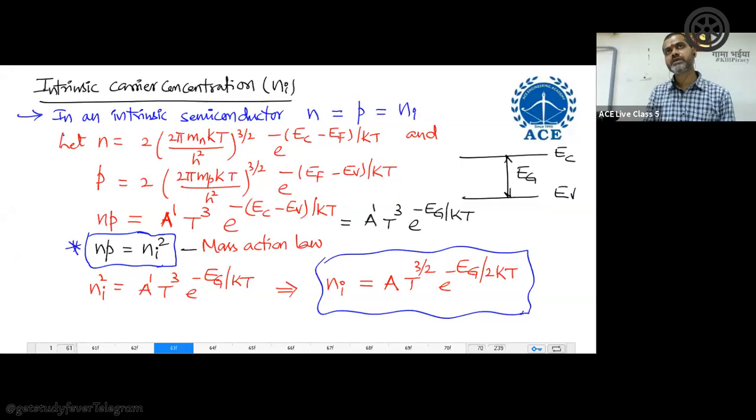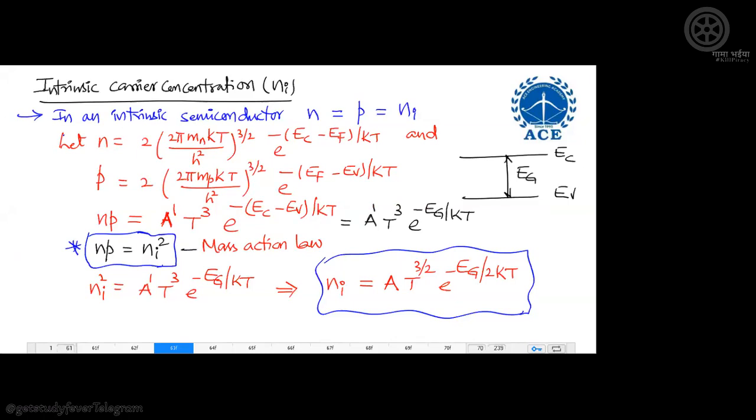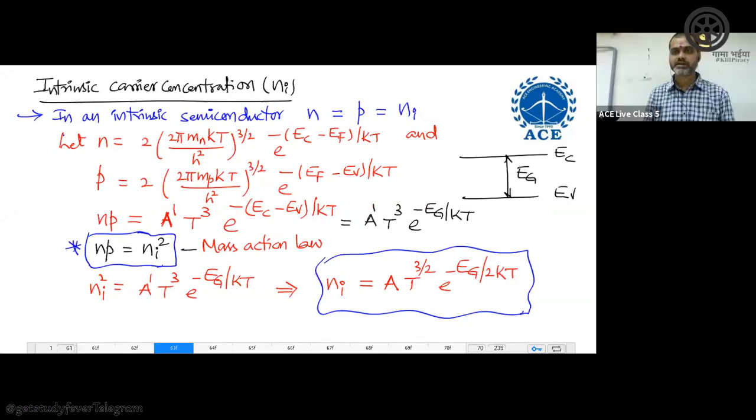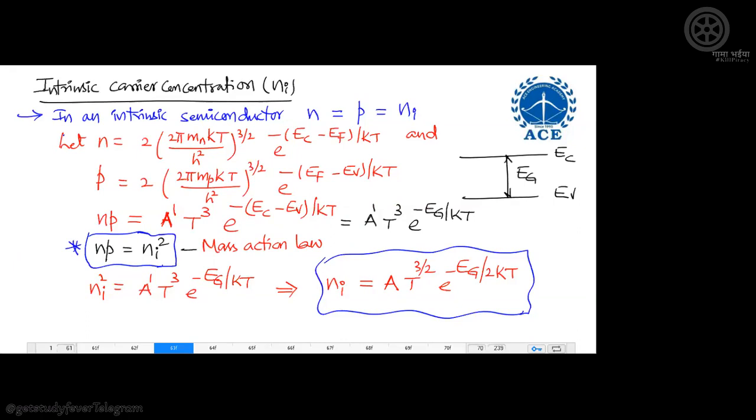Where P will increase, N will decrease. Can it happen in an intrinsic semiconductor? No, sir. That is applicable for the extrinsic semiconductor. But as a whole, when you take N into P, it should be Ni square. Okay, sir. Thank you, sir.